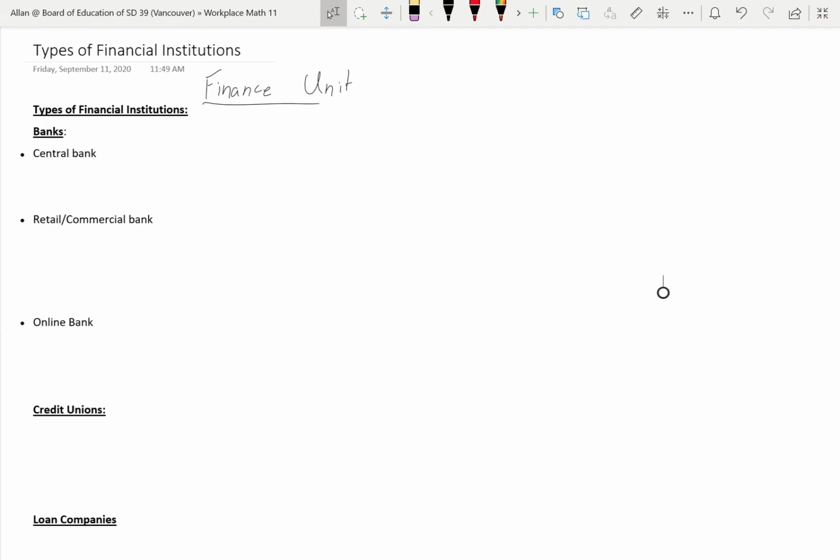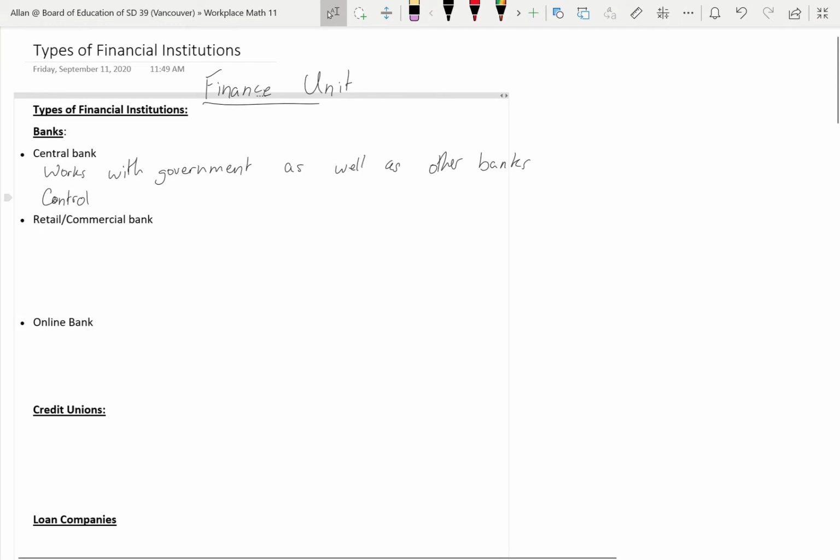So the big one that we think about when we think of a financial institution is something called a bank. There's three types of banks that we're going to be looking at, and really only two of them are relevant to us. So the first is called a central bank. This one works with the government, as well as other banks. We call it a central bank because it is oftentimes run by the government, so we would have a Central Bank of Canada. This generally controls the country's currency. And an example that you might see is a Federal Reserve Bank.